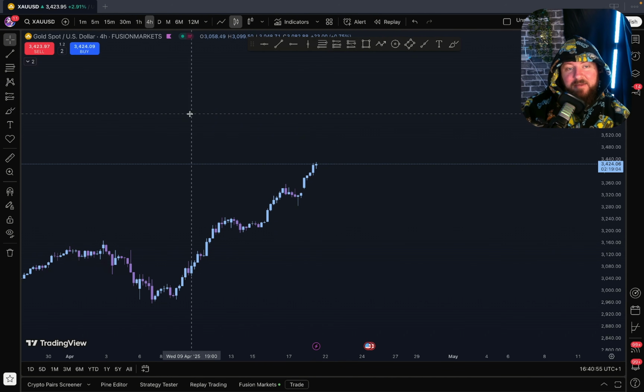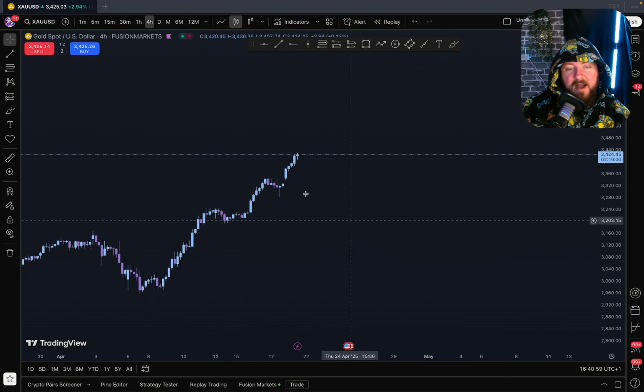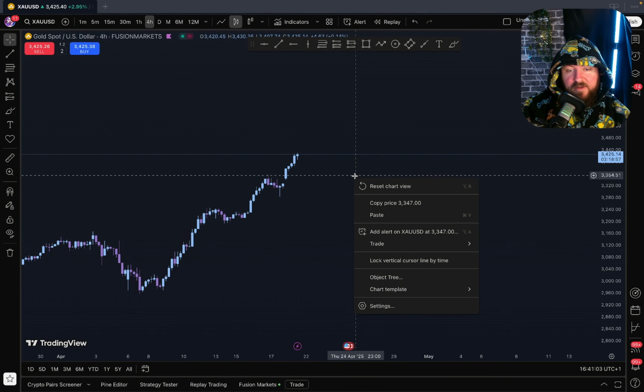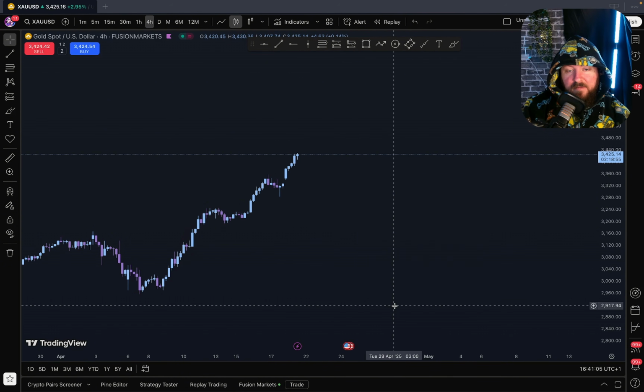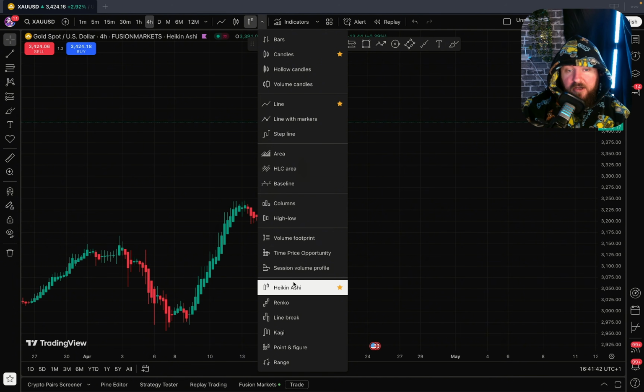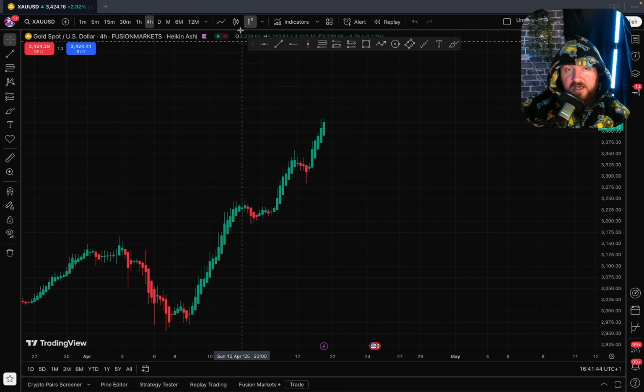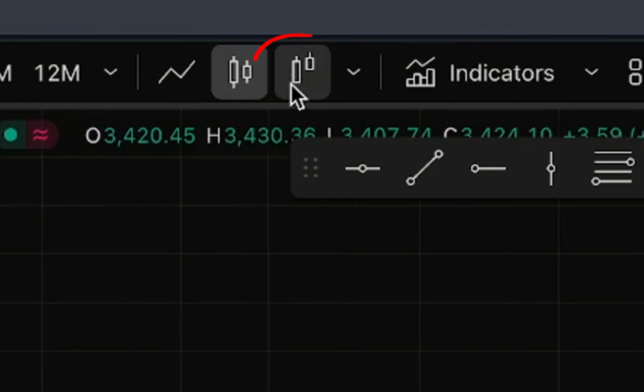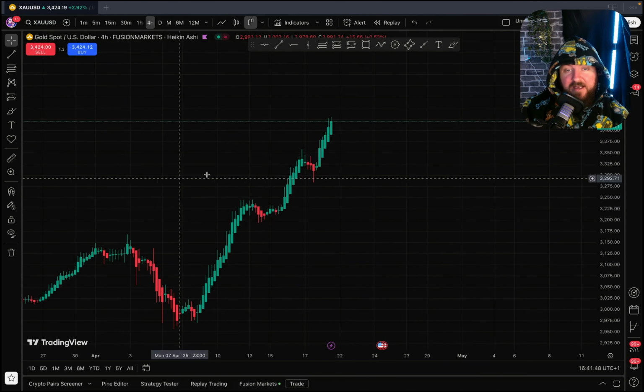So basically, let me get rid of all my indicators. My charts are this color, but for the video purpose, I'm going to just go back to default. First thing you want to do is go on TradingView and get up the Heikin-Ashi candles on the 4-hour time frame. If you don't know how to do that, you click on the bar style, come down to Heikin-Ashi, or literally it should be there next to the normal candles. So now you've got your Heikin-Ashi candles.